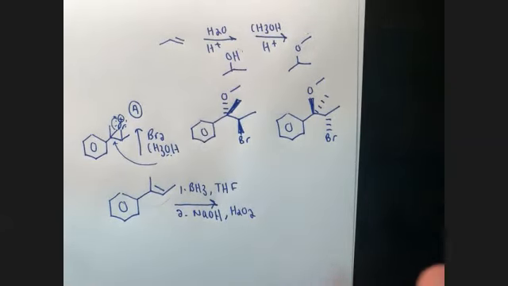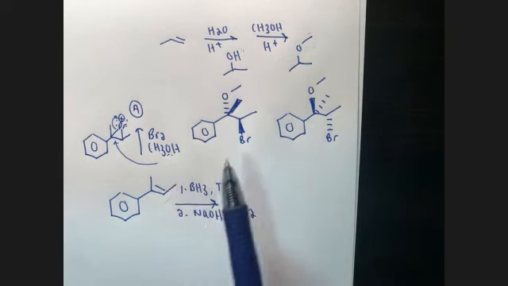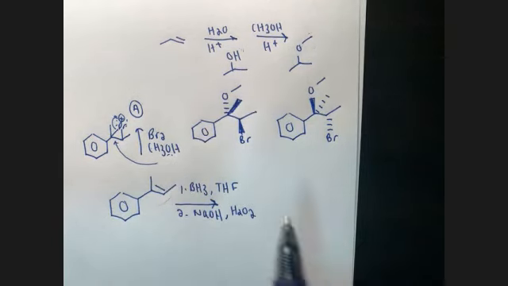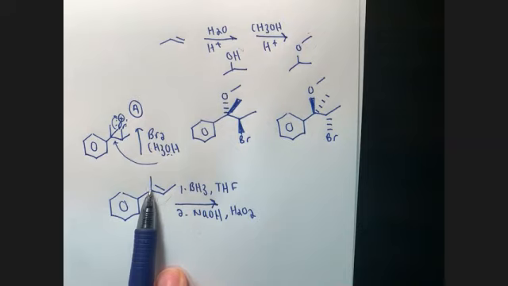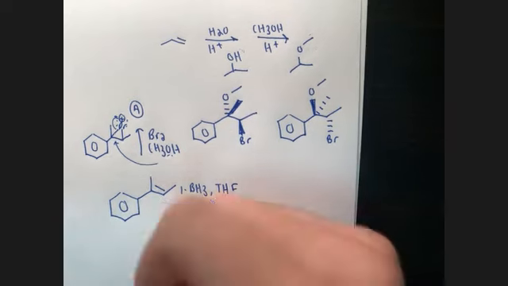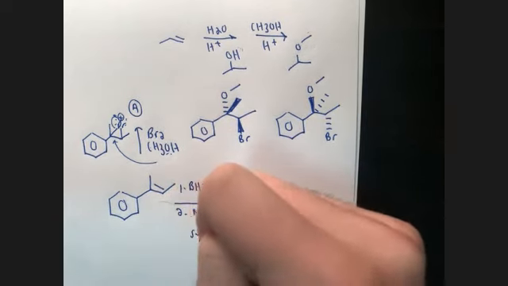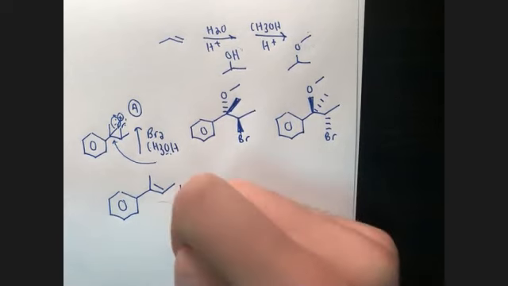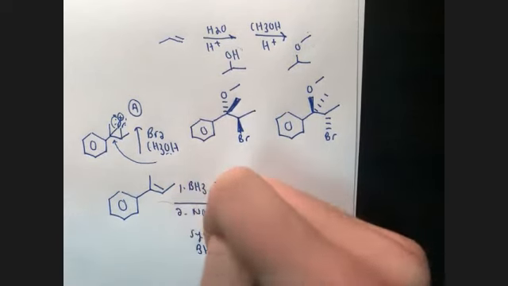Remember what happens is this is the anti-Markovnikov addition of an alcohol. So if this is the tertiary benzylic position and this is the secondary position, it makes sense that we're going to have an alcohol add here. But remember, this is syn addition with respect to the BH2 and the H fragment, okay?